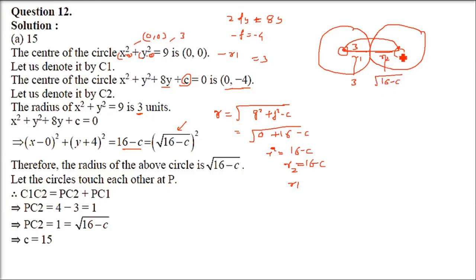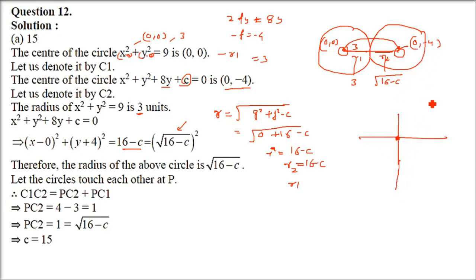So when it is touching, as I said, what is the centre here? One is (0, 0). Let me write it here. One is (0, 0), the other one is (0, -4). So (0 minus 0) whole square and (0 minus of minus 4), that is 4, whole square. So actually it's 4 square only.